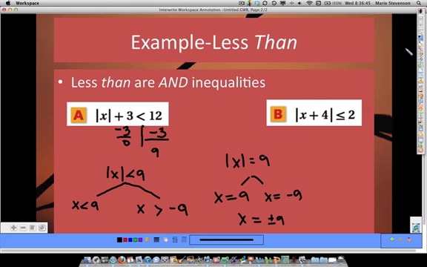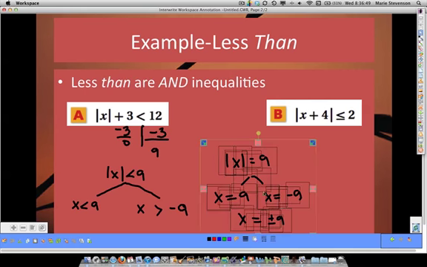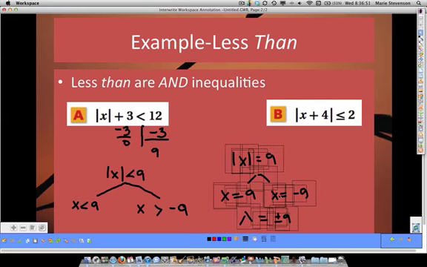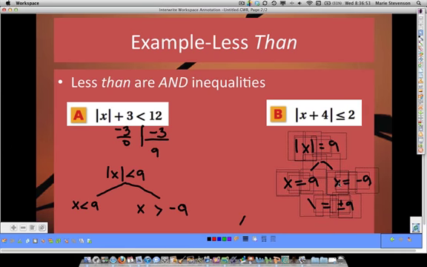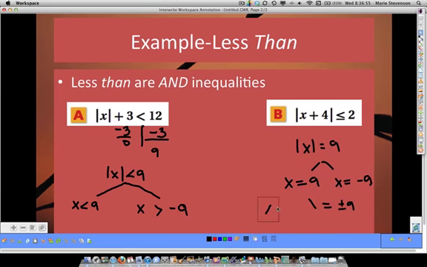So, how do we write our final answer? Let me move all this over here. It's an and, right? Remember, with ands, x goes in the middle. And in this case, we have just less thans. They're not less than or equal to. We put the less thans around it on both sides.